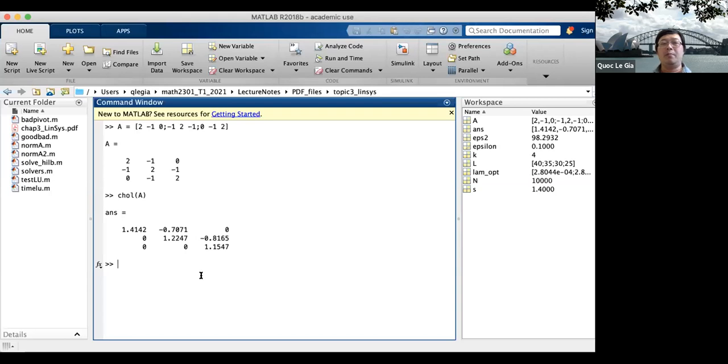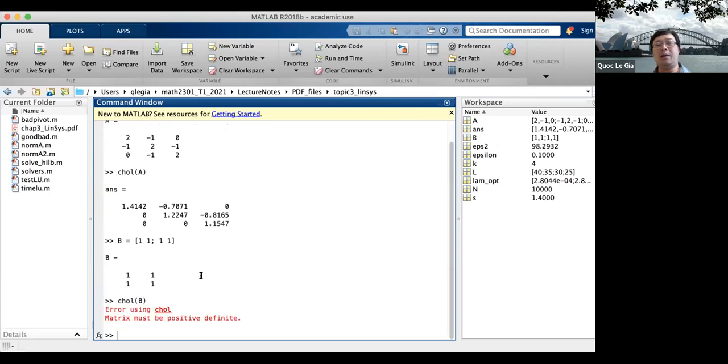But now what happens if you enter a matrix that is not positive definite? Remember we have a matrix with 1, 1 at the beginning. This one is not positive definite. Now what happens if you type in Cholesky of B? MATLAB is very smart. It recognizes that the matrix is not positive definite. And if you don't want MATLAB to print out errors like this, there's another way.